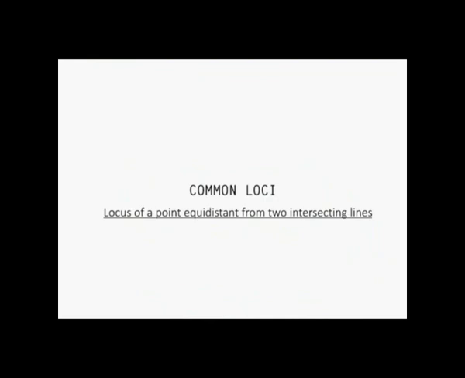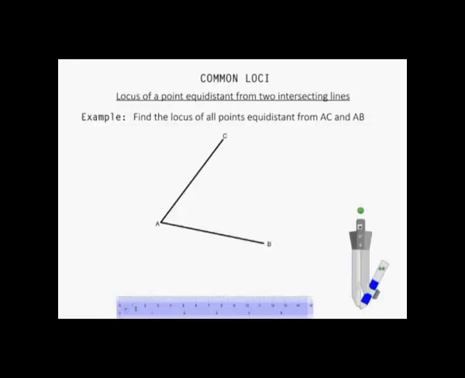Number 4, the locus of a point equidistant from two intersecting lines. Find the locus of all points equidistant from AC and AB. Now, if you draw an angle bisector of angle BAC, any point on that bisector will be equidistant from the two lines. And so place the compass at A, take any distance, and make arcs to intersect both lines. There and here.